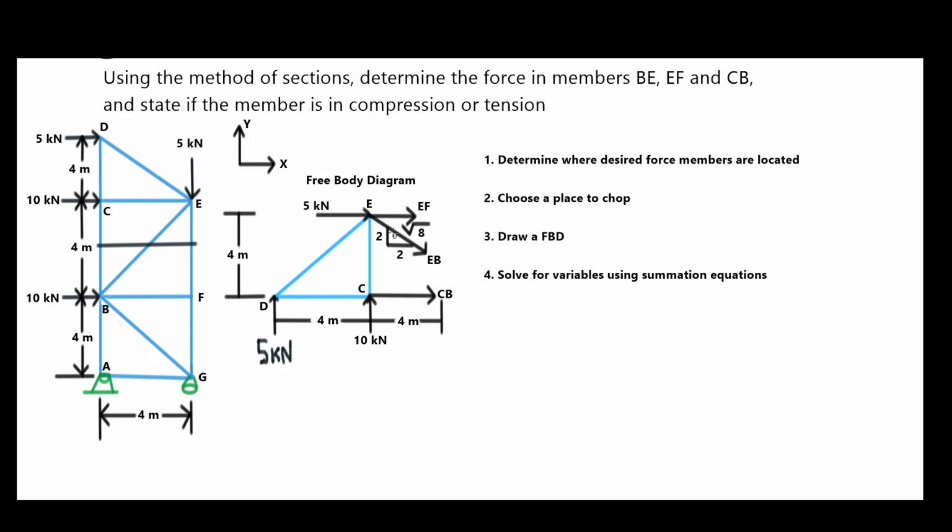And then you should be able to solve for the last one, EF, by doing summation of forces in the X direction, because you'll have CB, you'll have EB solved, and then you'll have this 5 kilonewtons given here. So let's go ahead and start doing that.